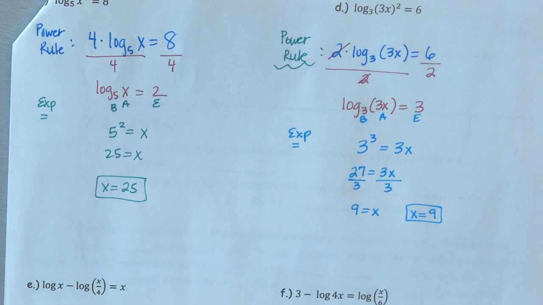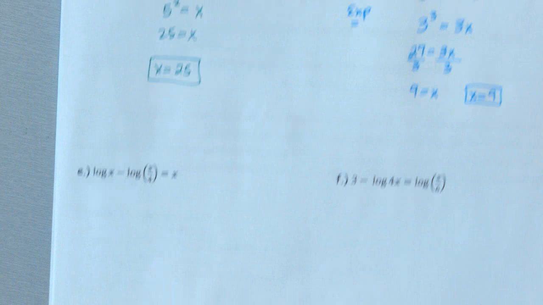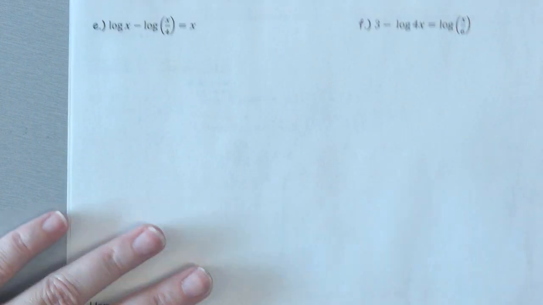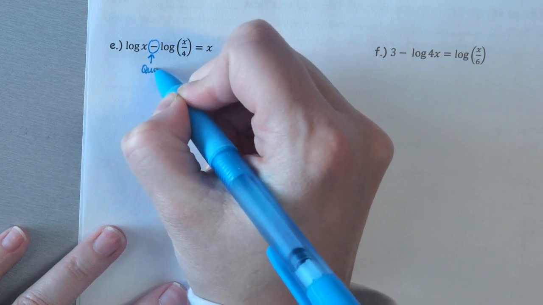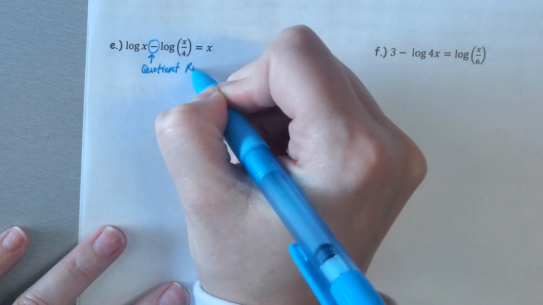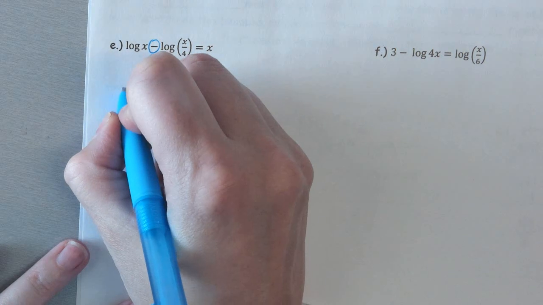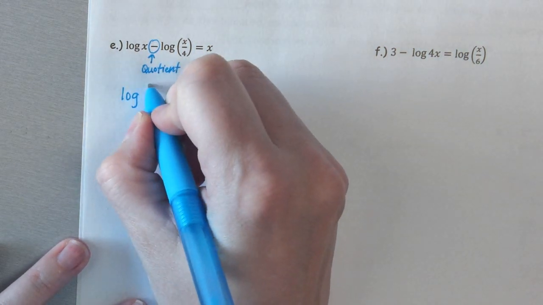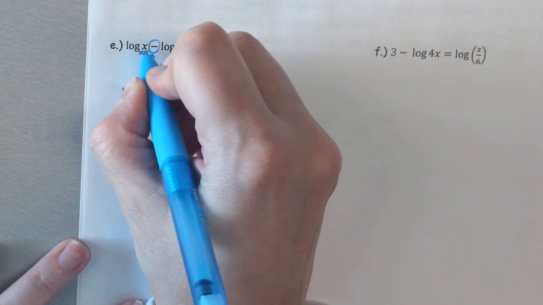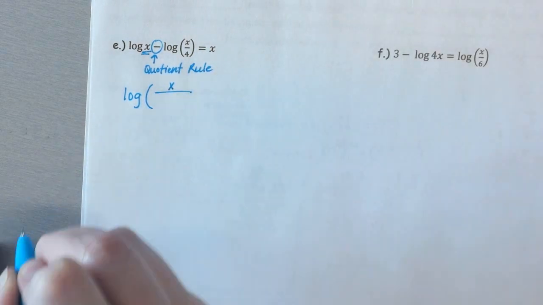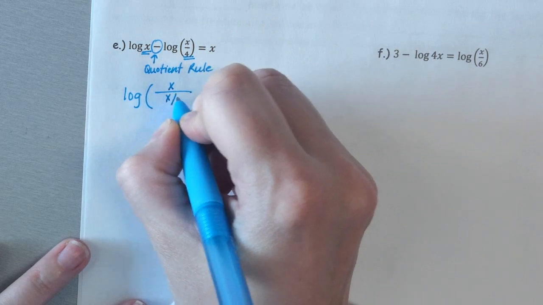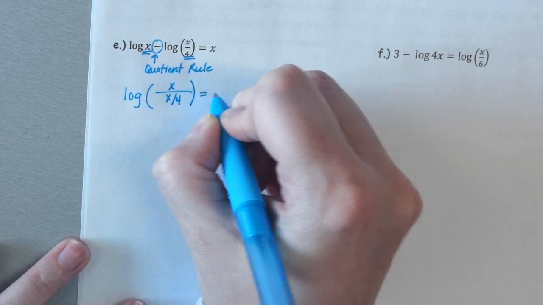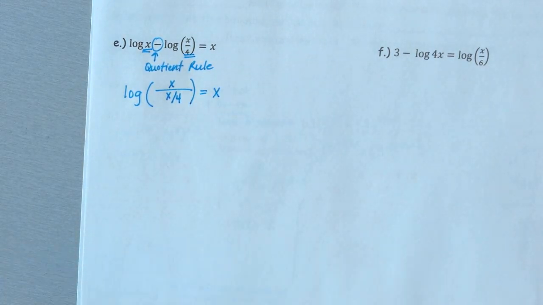So part E, the first step is going to be to use what rule? Yeah, the quotient rule. Okay, so this means we're going to use the quotient rule. And this one's going to seem a little different. So this is the log of. The quotient rule means you take what's first, that goes on top, divided by, this goes on bottom, x divided by 4. Now that is not a common way that we see things. So we are gonna simplify this.